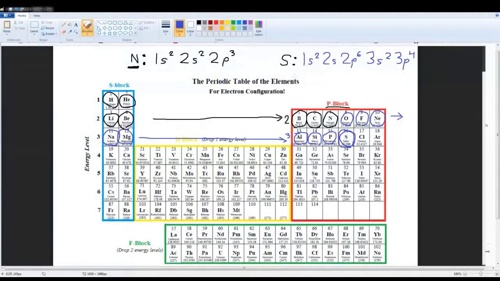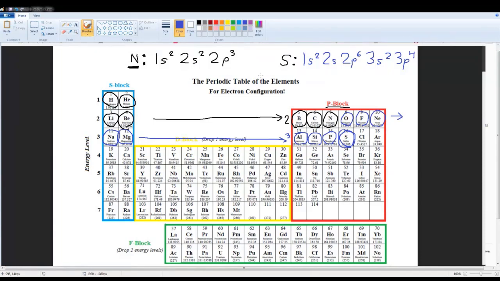So I'm just filling up the pattern. I'm using the periodic table as my roadmap for the electron configuration. I fill up starting from the very beginning, every orbital, until I get to the atom that I'm looking for. Does that make sense? Cool.